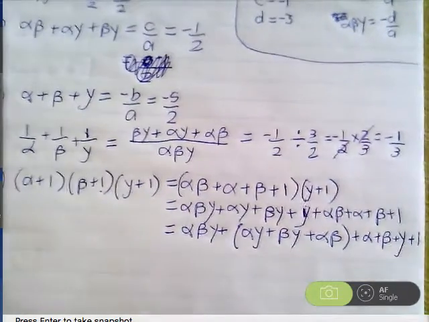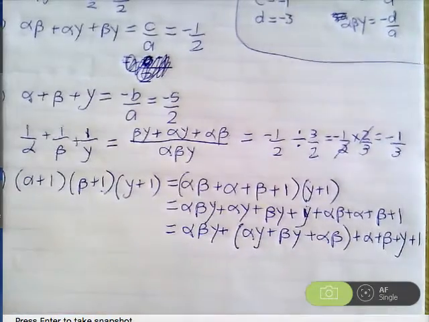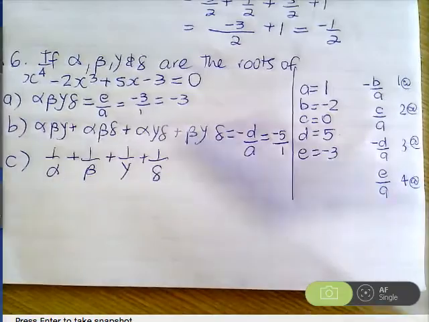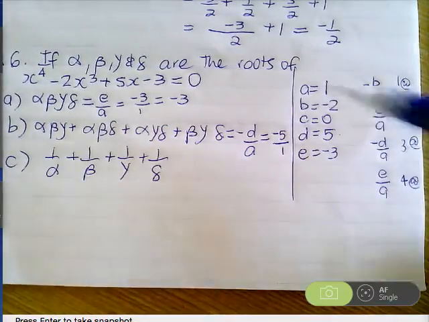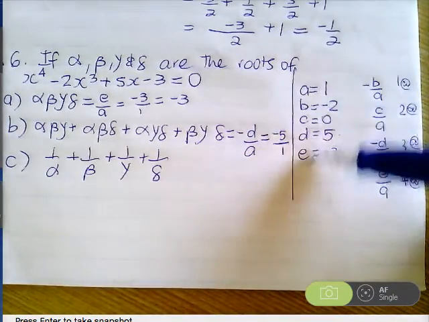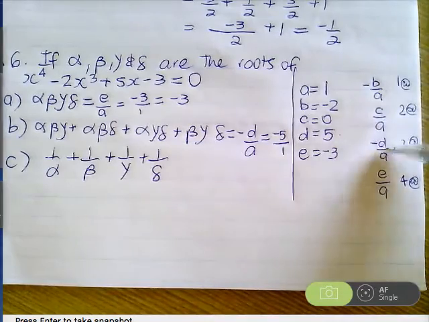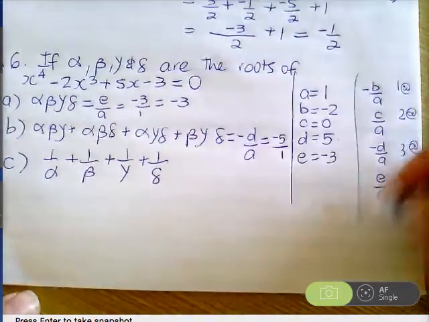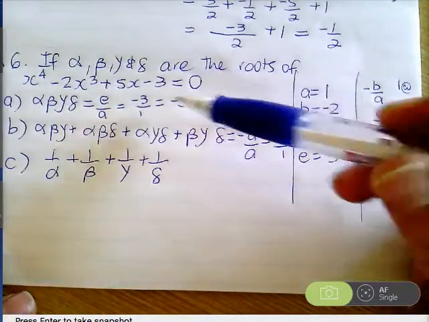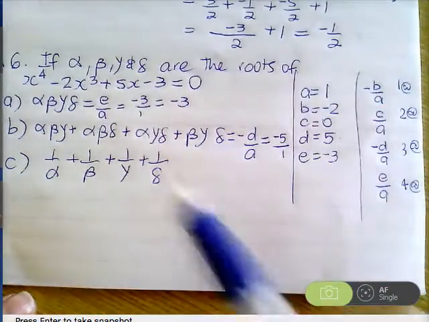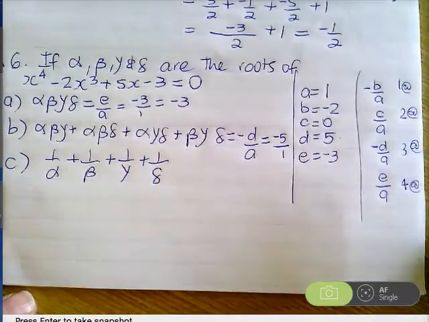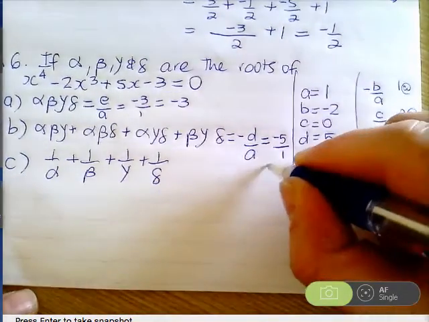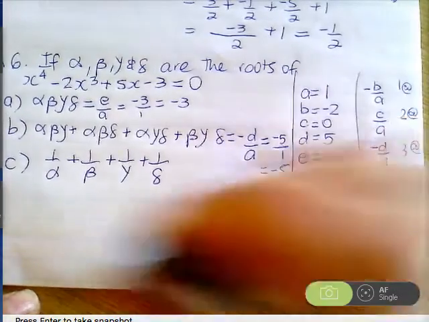Girls, this question 6, 4 at a time is E on A. You can write out your A, B, C, D, E there, and your rules for 1 at a time, 2 at a time, 3 at a time, 4 at a time. 4 at a time is E on A, which is negative 3 on 1, which is negative 3. Part B is 3 at a time, which is minus D on A, which is negative 5 on 1, which gives you an answer of negative 5.